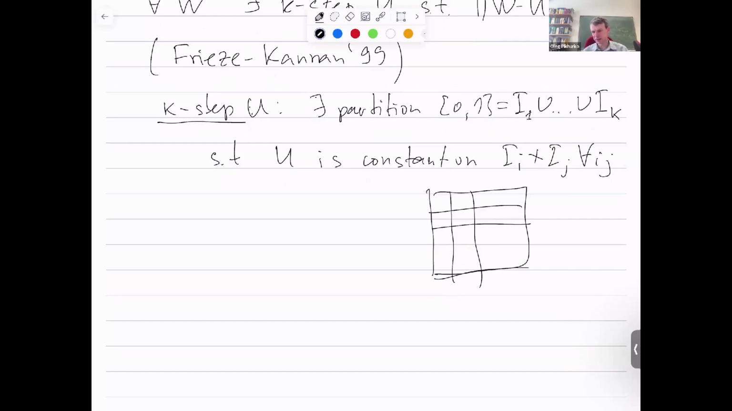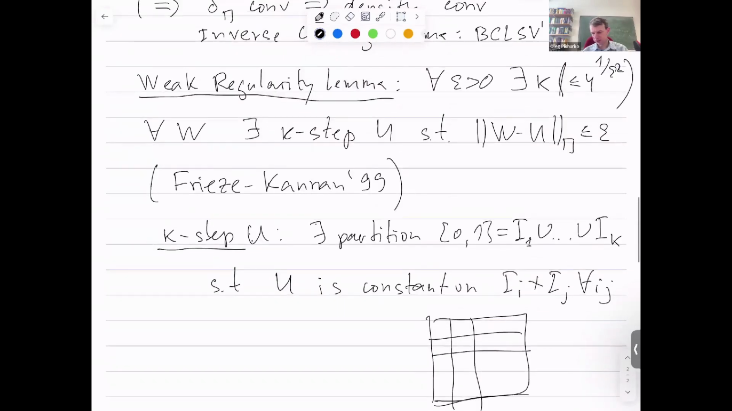So from analysis, as I mentioned, every measurable function you can approximate, say in L1 norm, with step functions, but the number of steps would depend on the function you approximate. And here we could say we could choose this k, which depends on epsilon only, and it's very crucial in many applications, in extremal combinatorics or algorithms.